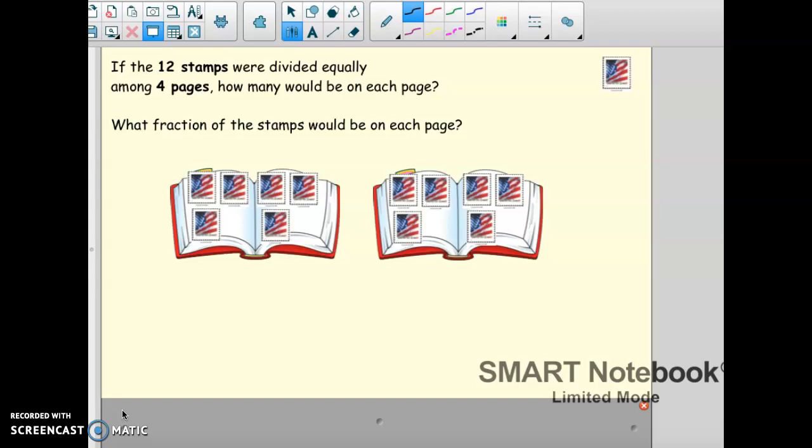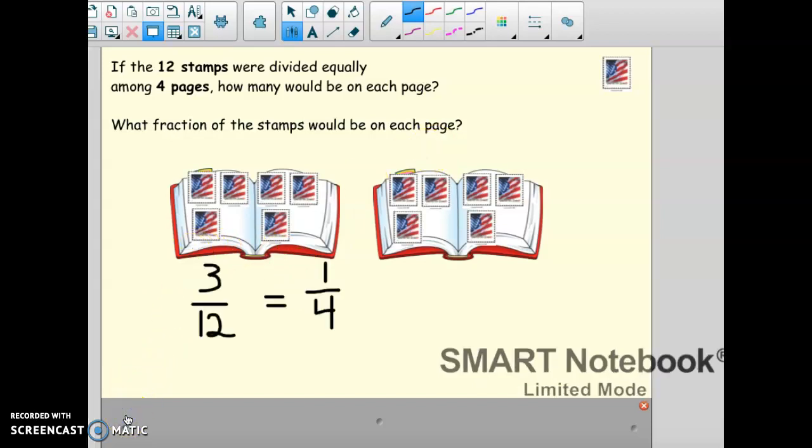If you want to challenge yourself, you can come up with more than one fraction. Think equivalence. The fraction you should have come up with is 3/12. And if you were challenging yourself, you might have also known that 1/4 is equivalent to 3/12. So 1/4 of the collection is on each page.